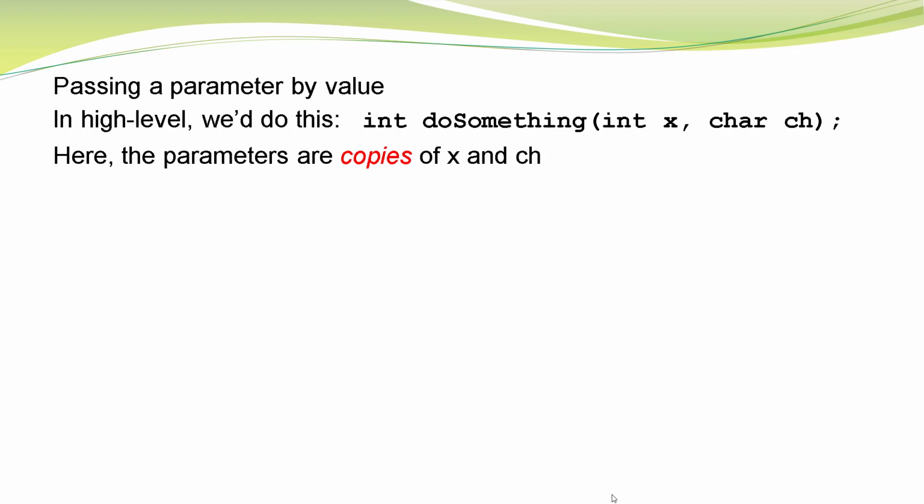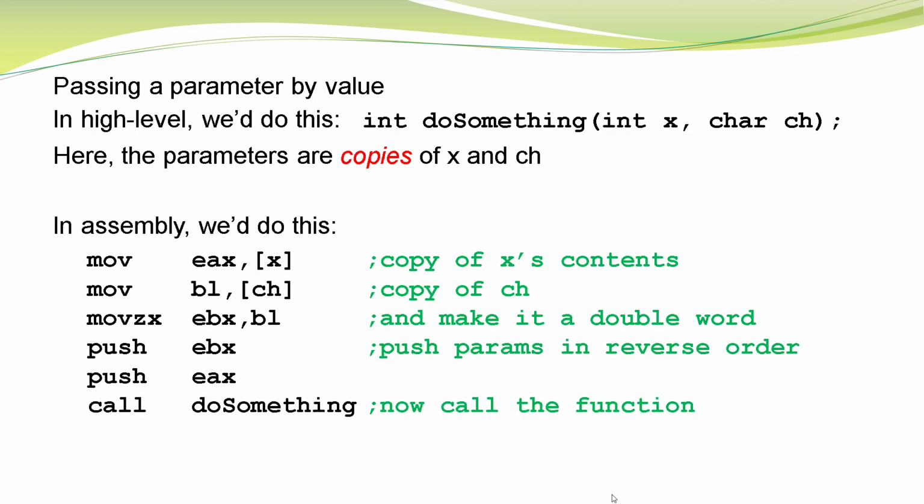To mimic this in assembly, we'd have to do it this way. Since x is an integer, I can copy it directly into a 32-bit register. ch, on the other hand, is only a byte, so I copy it into an 8-bit register and then extend it to a larger one. Then I push the parameters in reverse order, because that's what high-level languages do, and then finally I get to call the function.